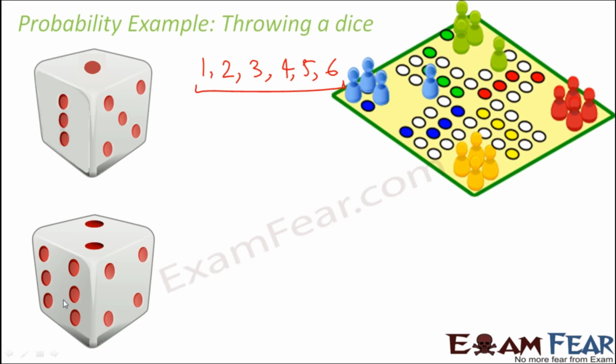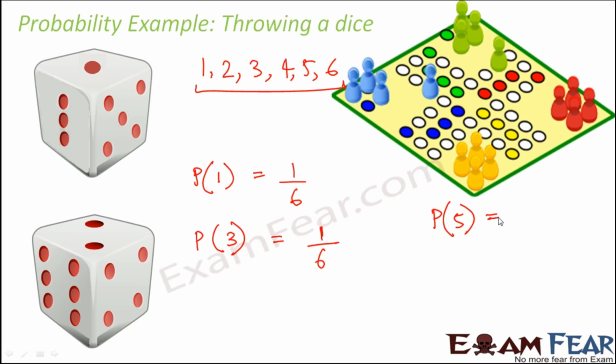So what is the probability of each of these? If I ask you what is the probability that you will get a 1 when you throw a dice, the probability of getting 1 is 1/6, because there are 6 total possible outcomes and getting 1 is just one outcome out of those 6 outcomes. Therefore the probability of getting 1 is 1/6. What is the probability that you will get a 3? Again 1/6, because 3 is just one outcome out of the 6 possible outcomes.